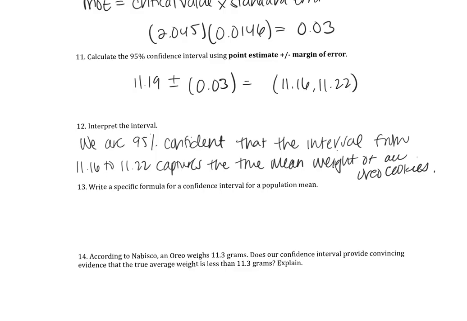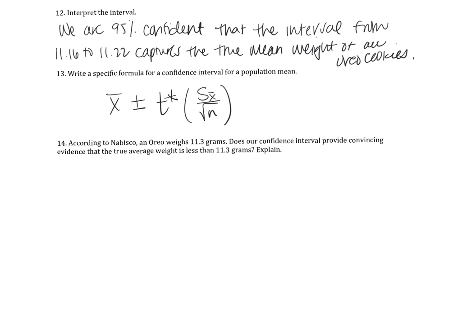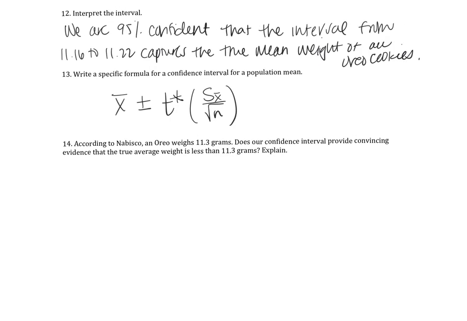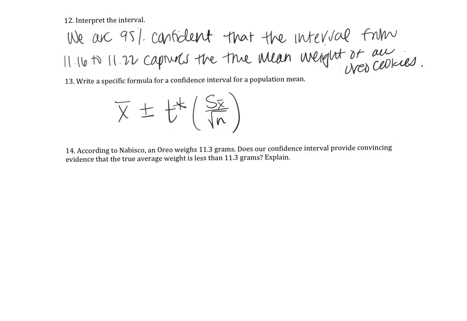Write a specific formula for the confidence interval for a population mean. All right, perfect. Point estimate, x bar, plus or minus our critical value, t star, times standard error, s of x bar over root n. Sometimes this is just s, not necessarily with that x bar. Either way is okay. According to Nabisco, an Oreo weighs 11.3 grams.